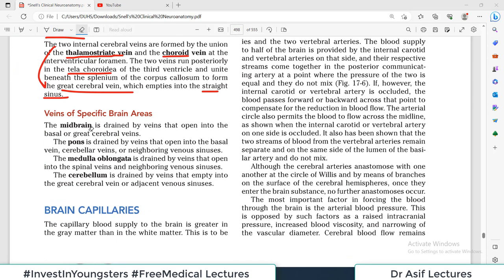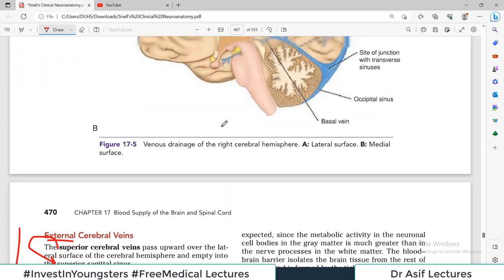Just like in the arterial supply where we studied the arteries of some specific areas, there are some veins for specific brain areas that you must remember. The midbrain is drained by veins that open into the basal or the great cerebral veins. The pons is drained by veins that open into the basal vein, cerebellar vein or the neighboring venous sinuses. The medulla oblongata drains into the spinal veins and neighboring venous sinuses, and the cerebellum into the great cerebral vein and adjacent venous sinuses. That's a little bit of rectification, but you can remember that.